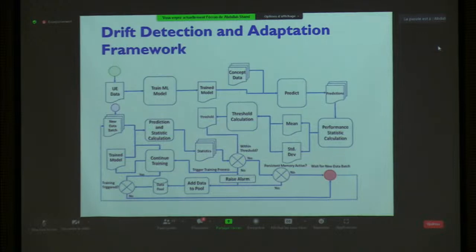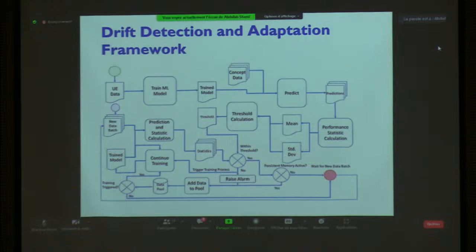Once we compute that prediction error, we can see whether it is within the acceptable threshold or not. If it is within the acceptable threshold, we need to make a decision about this new data batch. Do we keep it in memory so we can use it later if we would like to retrain our model? If yes, we add it to the pool. If no, we do nothing and wait for the new batch of data.